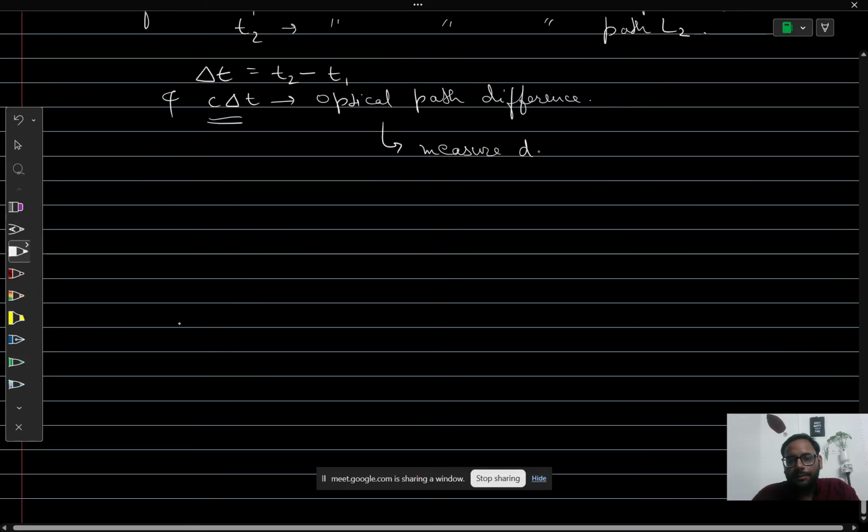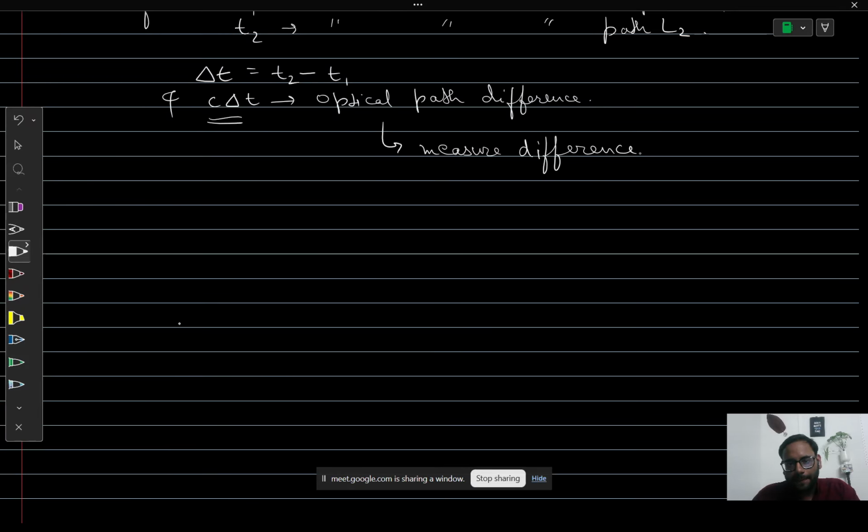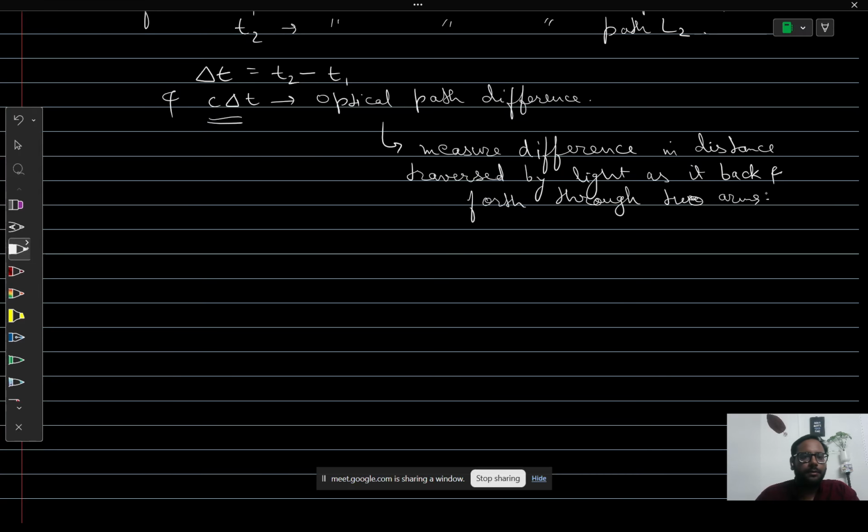So this measures the difference in distance traversed by light as it goes back and forth through the two arms. Okay, that's it. You understand this.